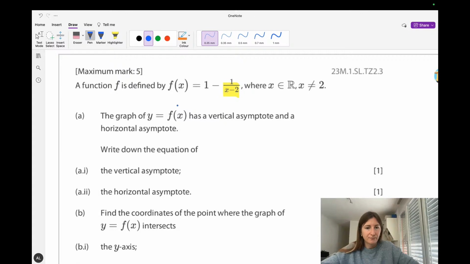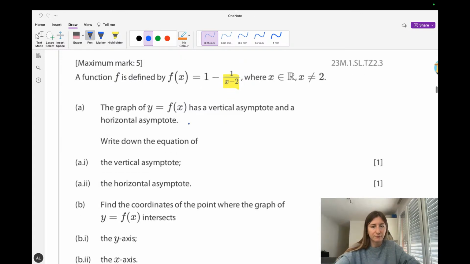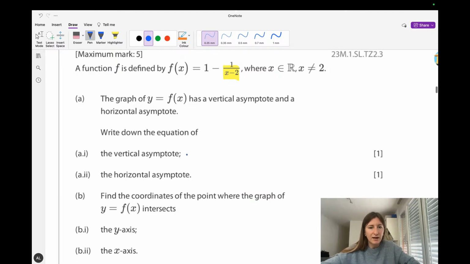So the vertical asymptote is going to be x equals, and again they say equation, it equals 2. We can't have 2 because then we'd have 2 minus 2, not possible. Horizontal asymptote, y equals, it was whatever value we were adding onto the function. So this is a positive 1, not to be confused with that negative there. So y equals 1. Lovely, easy 2 marks there.